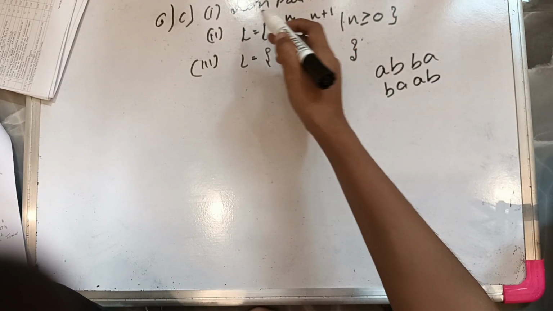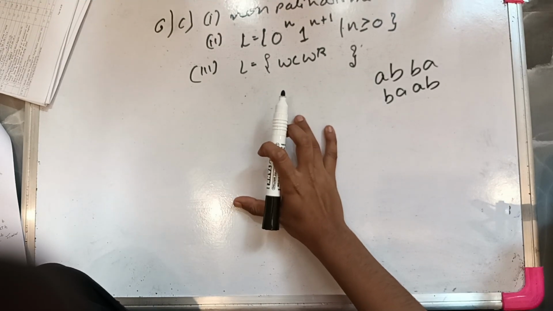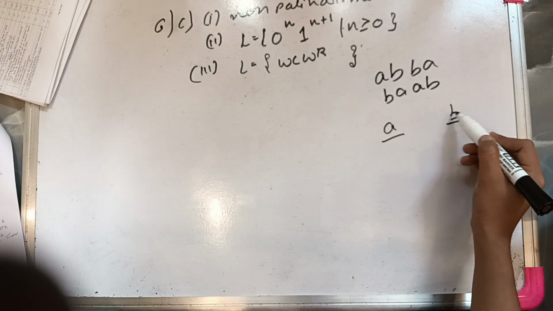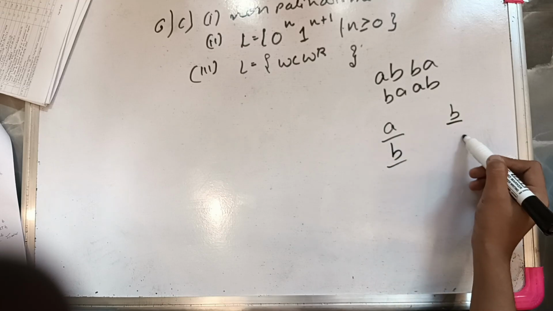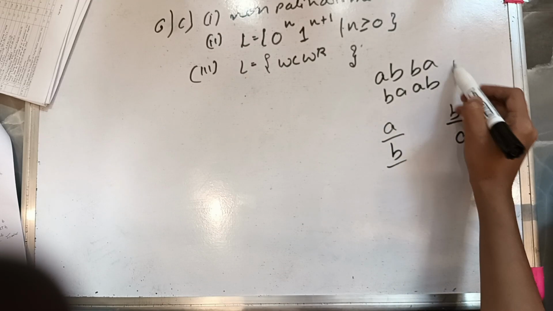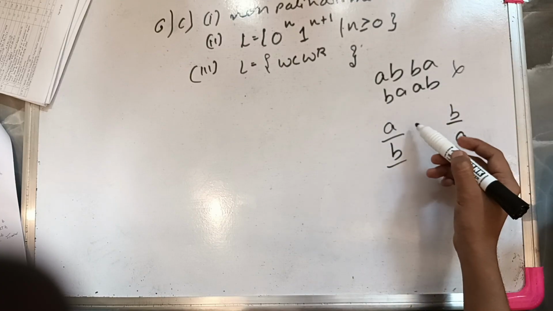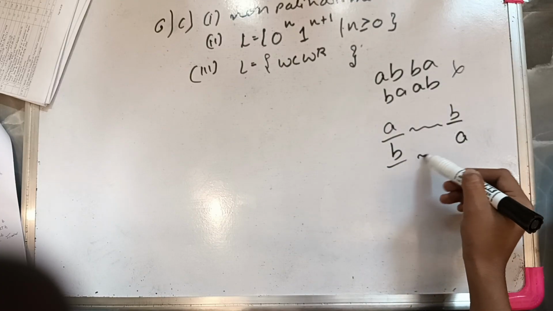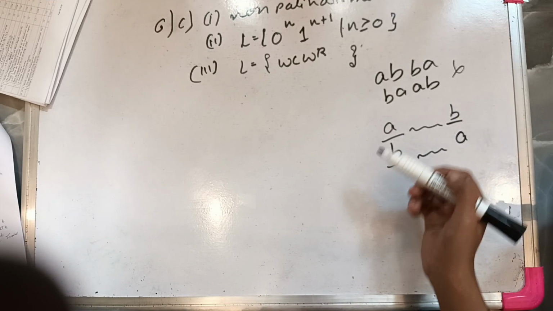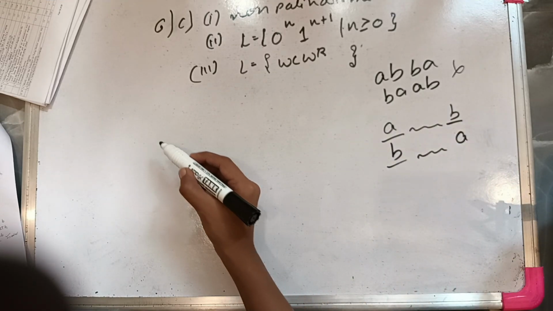So we need to write for non-palindrome, right? That means if it starts with A then it should end with B. Okay, if it starts with B it should end with A. You shouldn't accept the same, correct? And this case shouldn't match here. And after that in the middle any number of A's and B's can be acceptable.